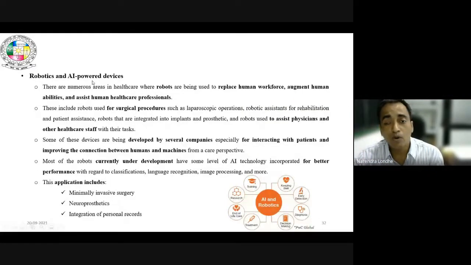Robotics and AI powered devices are there. As I told you, nowadays even surgical operations are being performed by robots, but as per the directives of the doctors and medical practitioners, right? Let me tell you that something like intravascular ultrasound is not being operated manually now. It is being operated automatically by using robots.